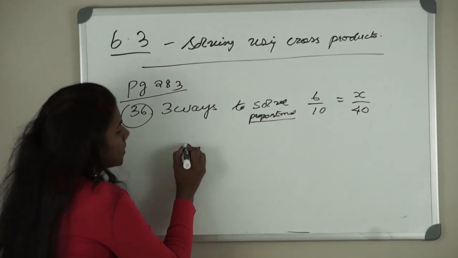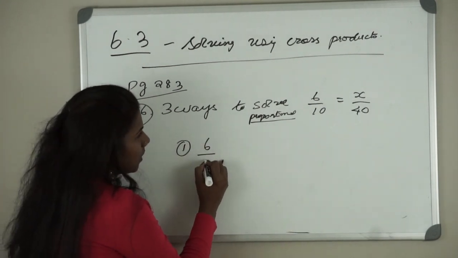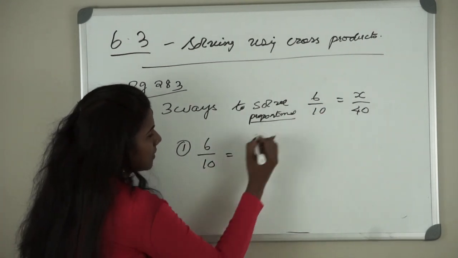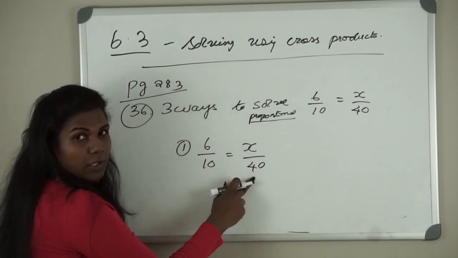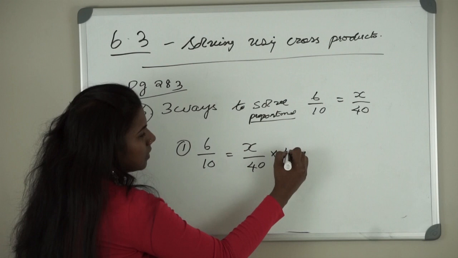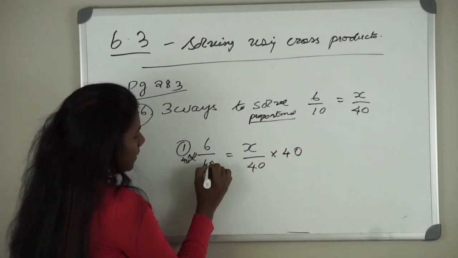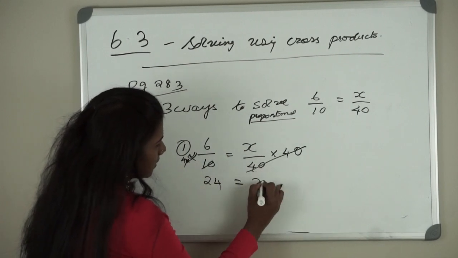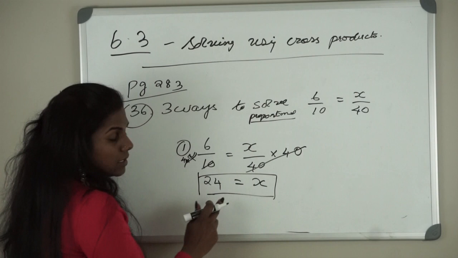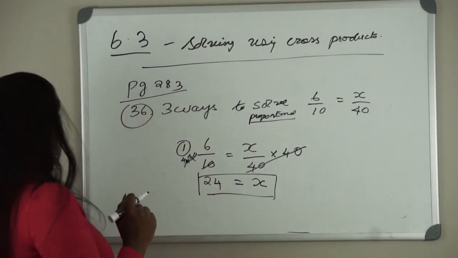So what is the first method? Remember from chapter 1 how we remove anything that is attached to x, right? Since this is division, what do we do? We multiply with 40 on both sides, right? And this is 24, so this is x. This is how we did it in chapter 3, remember that? That is one way of solving.